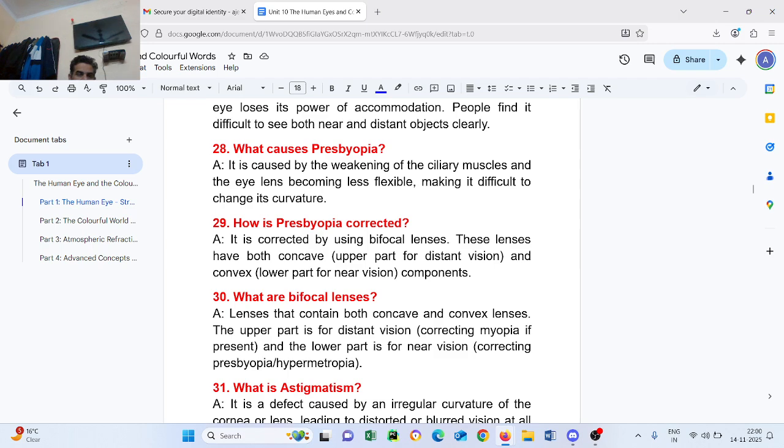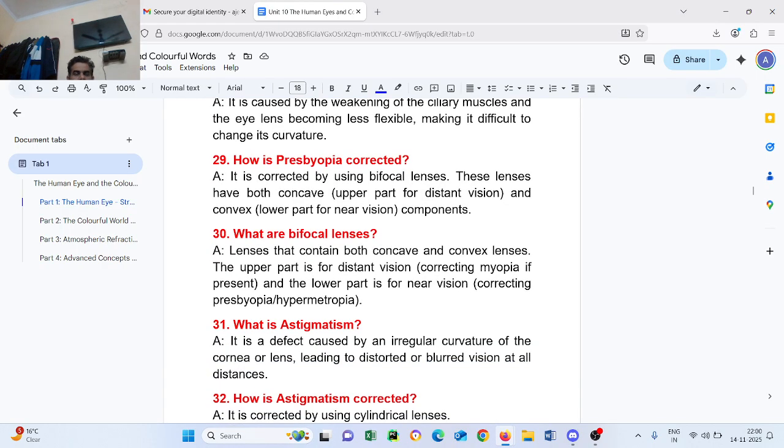Question number 30. What is a bifocal lens? Lenses that contain both concave and convex lenses. The upper part is for distant vision, correcting myopia if present, and the lower part is for near vision, correcting presbyopia and hypermetropia.